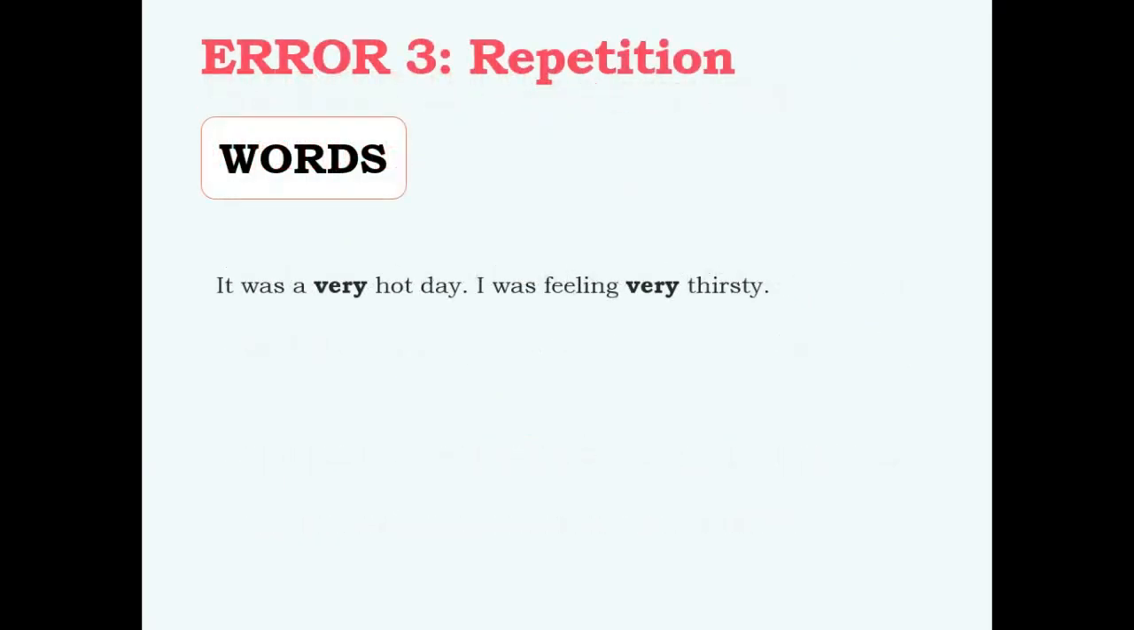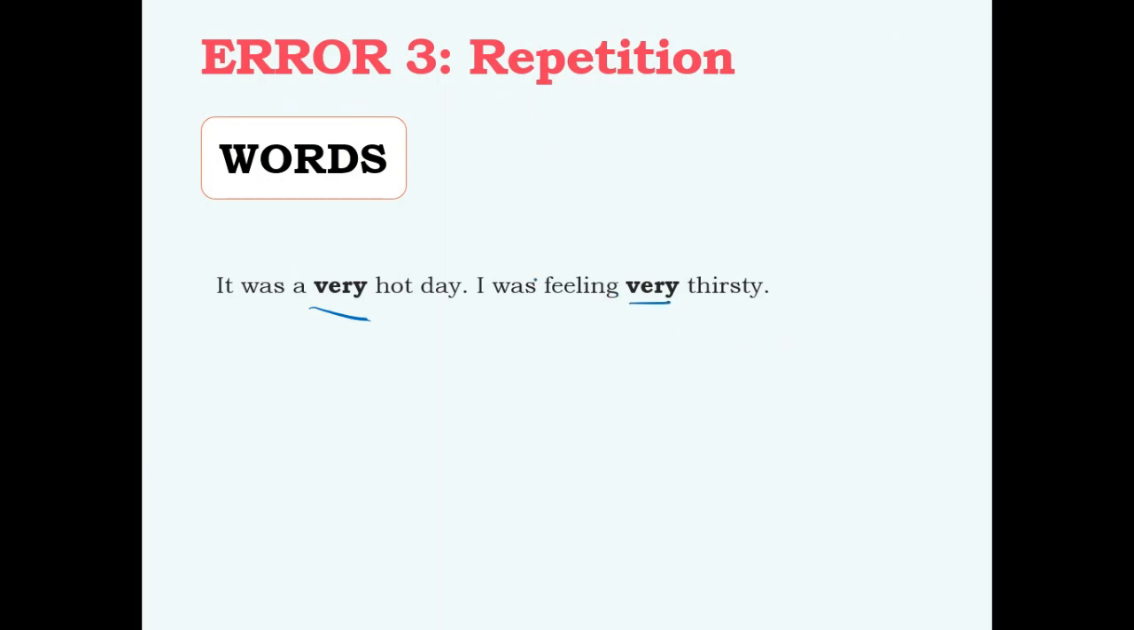Next, error three, repetition. So there are different ways of students' tendency of repeating the word. Okay, it is not wrong. Sometimes you may want to repeat the word for emphasis. All right. So for example, words. It was a very hot day. I was feeling very thirsty. So you tend to use a lot of very and very.